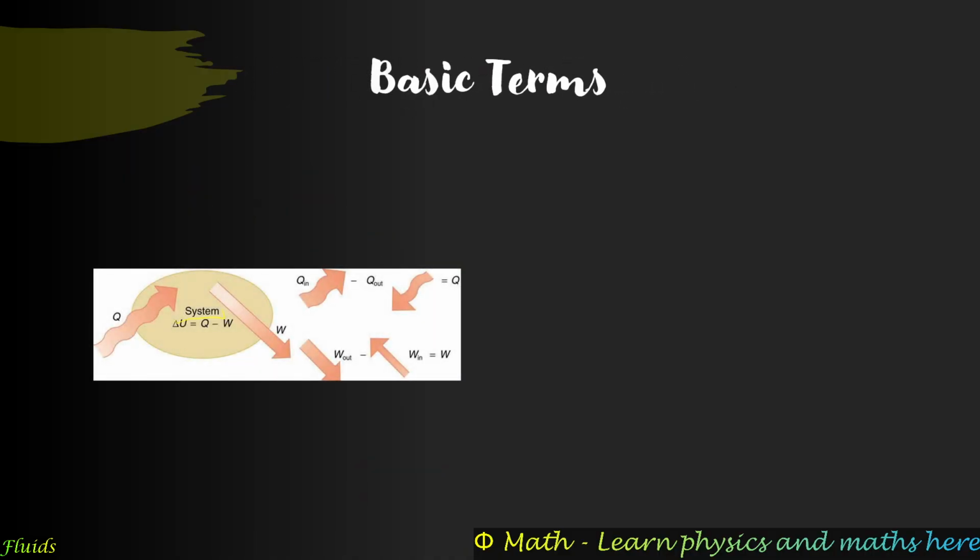Okay, to get to know about the zeroth law of thermodynamics. So as we can see in these basic terms, we have made work and heat. So we can see that Q is heat and W is the work. So we can see in this system, delta U is the internal energy. Heat gives work. So as we give heat to the system, it does work.